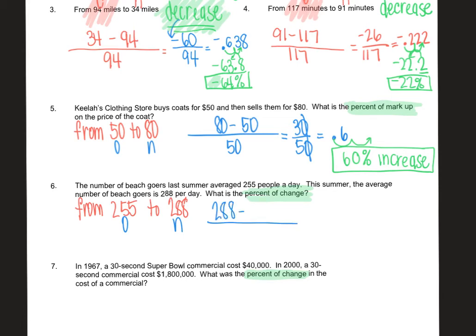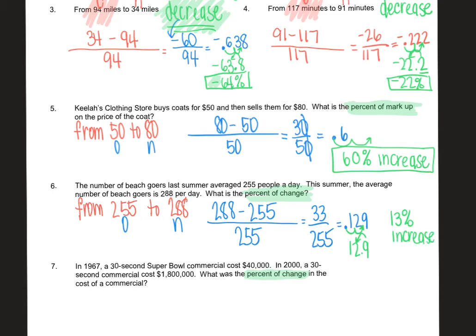I do 288 minus 255 over 255, again, original. I do my subtraction. I get 33 over 255. I divide. I get 0.129. I move my decimal 2 to the right. I get 12.9. The 9 rounds the 2 to a 3. So I got a 13% increase because, again, I went up from 255 to 288, and you knew that it was an increase right from the get-go.